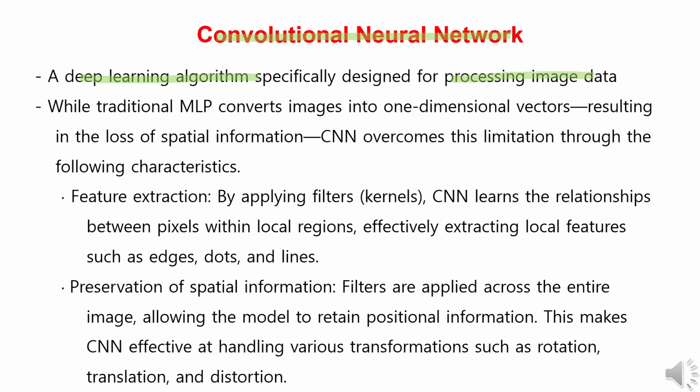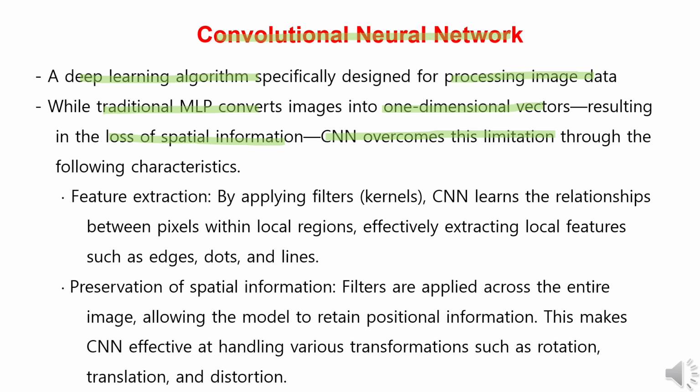Traditional multilayer perceptron models handle images by simply flattening the pixel data into a one-dimensional vector, which may cause a loss of spatial structure and positional information within the image. In contrast, CNN overcomes this limitation through the following characteristics.